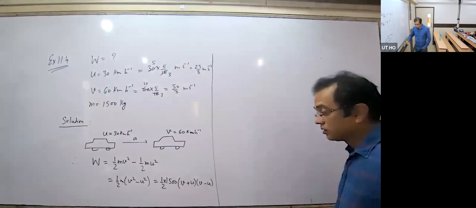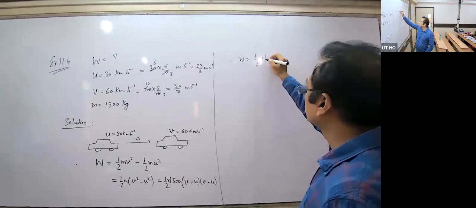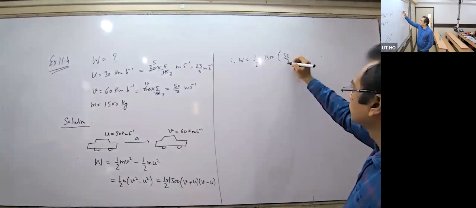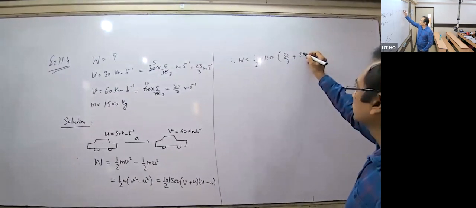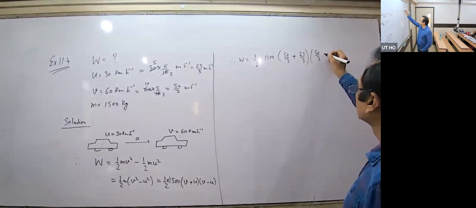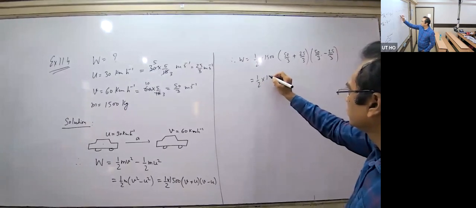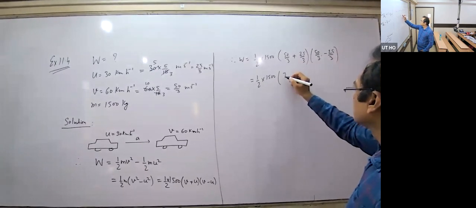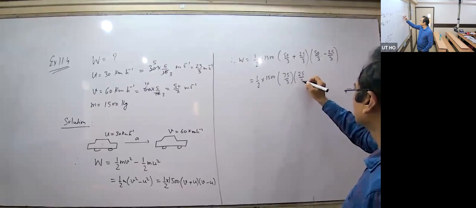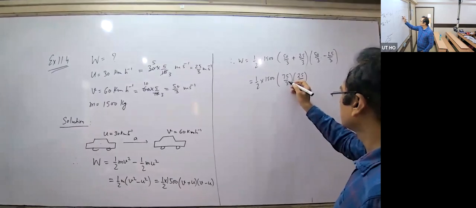Can you do it like this? So this is therefore W is equal to 1 by 2, 1500, what is v? 50 by 3 plus 25 by 3 and 50 by 3 minus 25 by 3. Into 1500. So this is 75 by 3. This will be 25 by 3. So now you can cut it. So this will be 25.